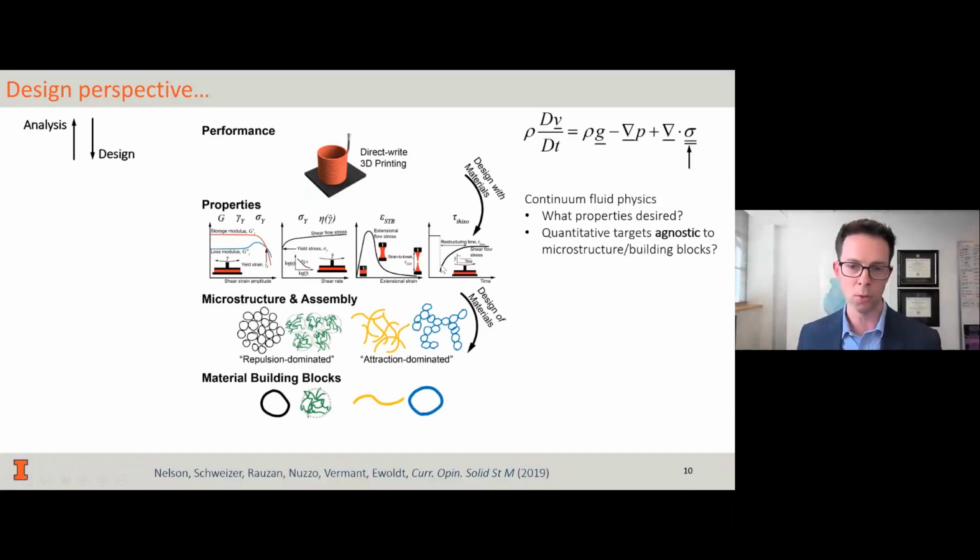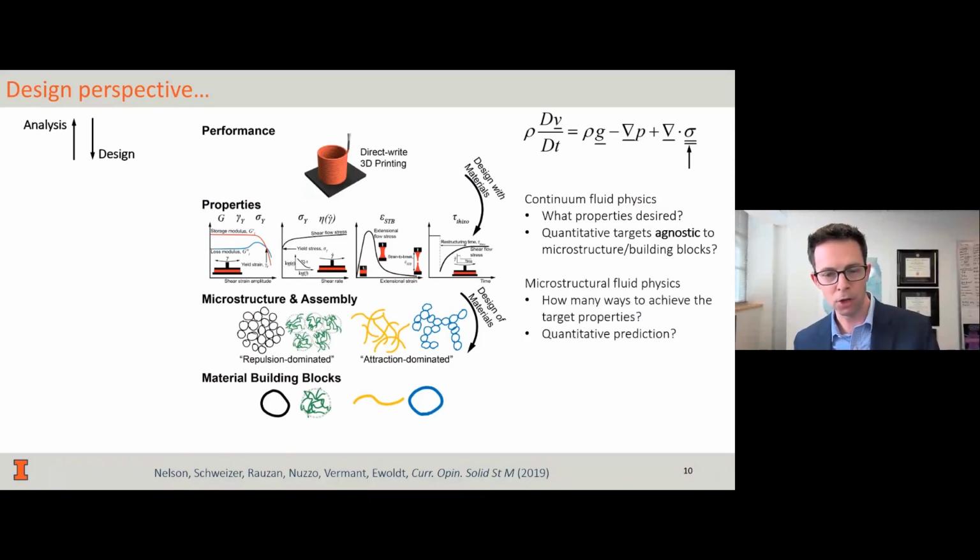This is very much in the world of continuum-level fluid physics. And it's really valuable if you can ask those questions without needing to say anything about the structure, because you may desire certain properties independent of how you achieve them. This is a typical way of framing any design problem. Try to state clearly what your objective is, independent of your approach to achieving it.